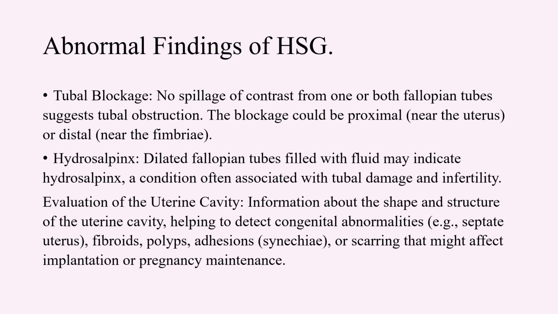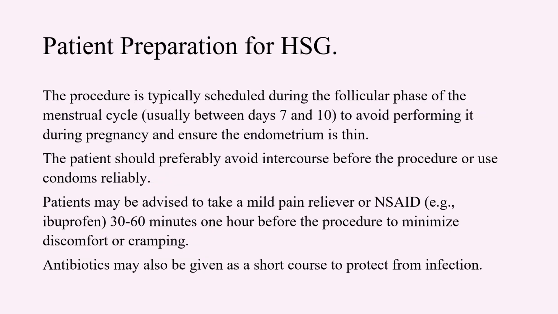The uterine cavity is also evaluated with this procedure. We can identify the shape and the structure of the uterine cavity. It helps to detect congenital abnormalities such as a septate uterus, fibroids, polyps, adhesions in the form of synechiae, or scarring that might affect implantation or pregnancy maintenance.